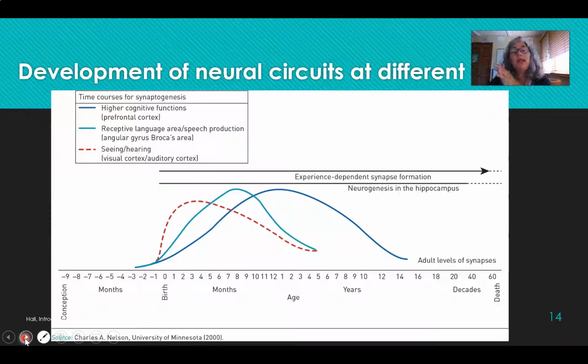All right, here's another chart. This one is from your book, showing you the development of the brain at different ages. And again, you can see here's the first 3 years. You can see the amazing amount of growth that occurs there.